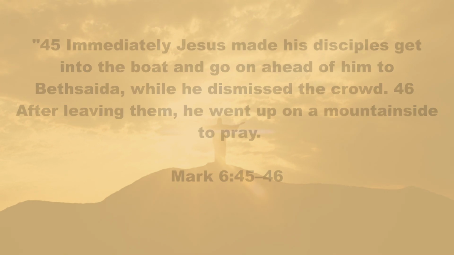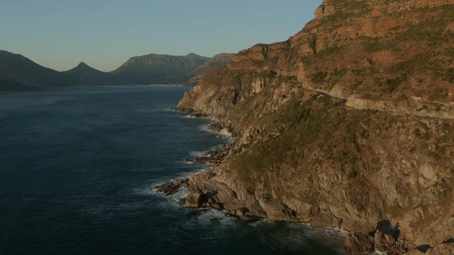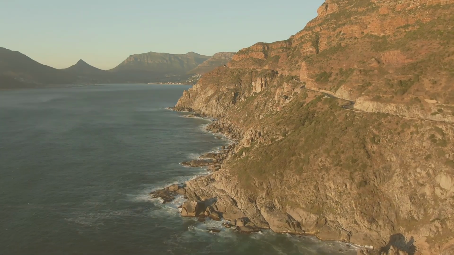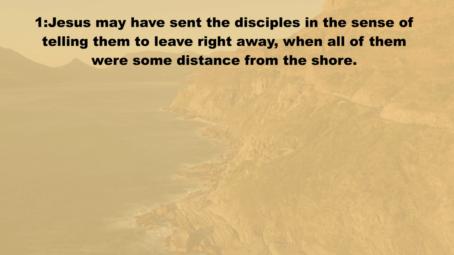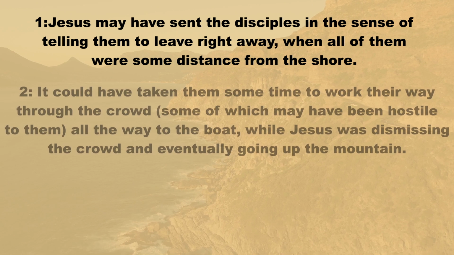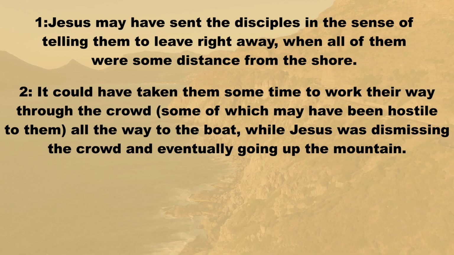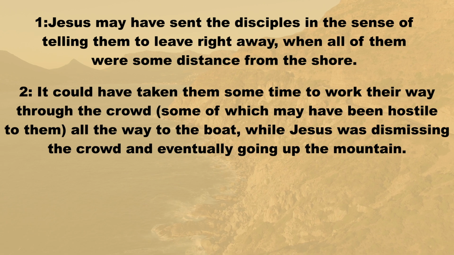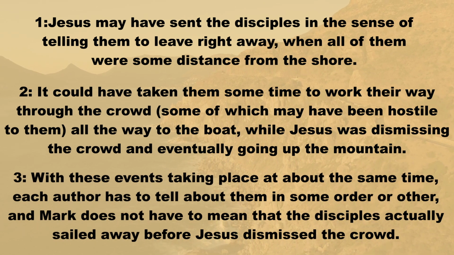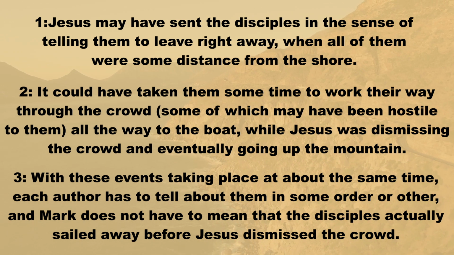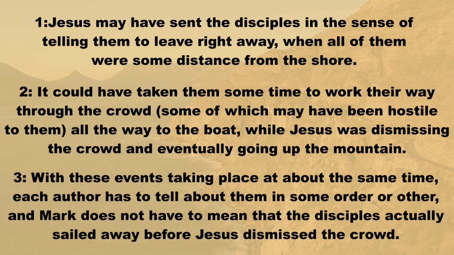This variation is not an irreconcilable contradiction, though. Different parts of the story can be taking place all at once. For example, Jesus may have sent the disciples in the sense of telling them to leave right away when all of them were some distance from the shore. It could then have taken them some time to make their way through the crowd into the boat, while Jesus was dismissing the crowd and eventually going up the mountain. With these events taking place at about the same time, each author has to tell about them in some order or other, and Mark does not have to mean that the disciples actually sailed away before Jesus dismissed the crowd.